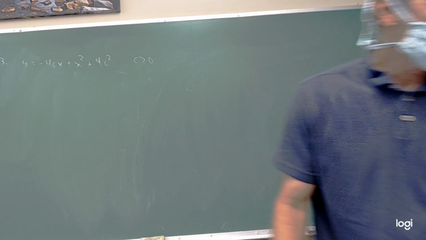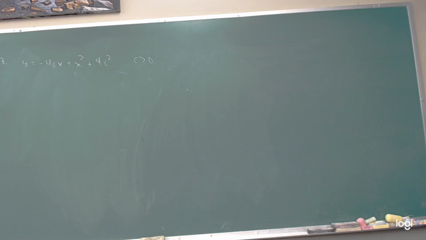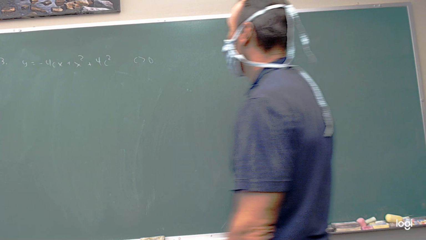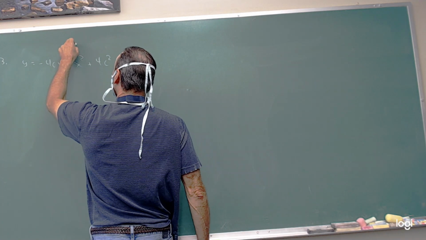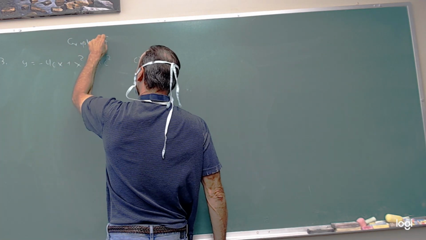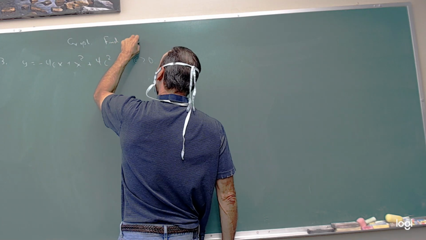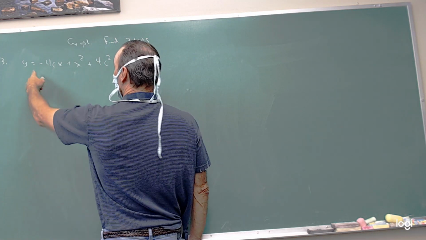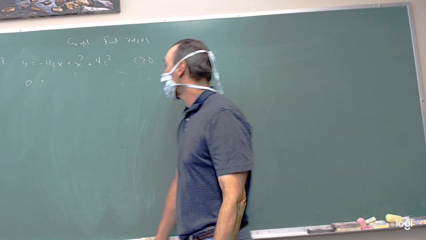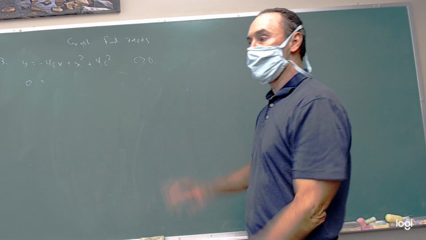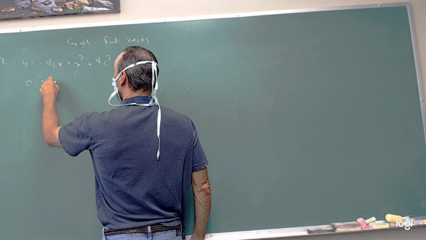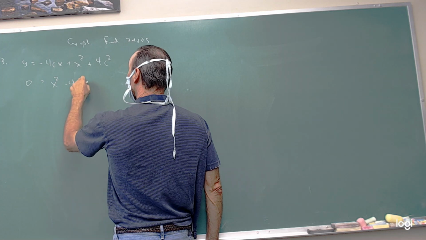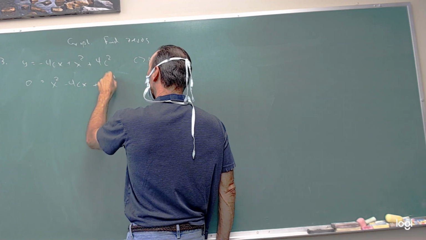And what are we trying to do again? Graph the following by factoring and plotting zeros. So we're going to graph, and they're giving us a hint to find the zeros. So what that means is we want to set this equal to 0. Now I'm going to change the order a little bit here. I'm going to write the x squared first, then the minus 4cx, and then the plus 4c squared.